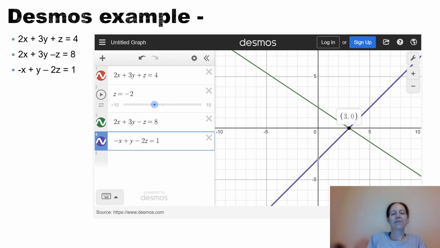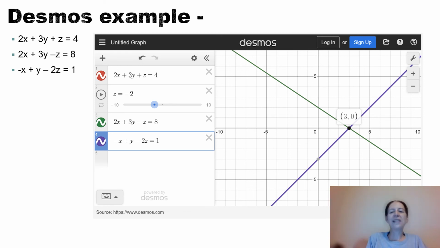As it is, if z is equal to, oops, that's not what I wanted to do. There we go. I don't want to animate anything. No animations. Add the slider. There we go. Okay, it's back.